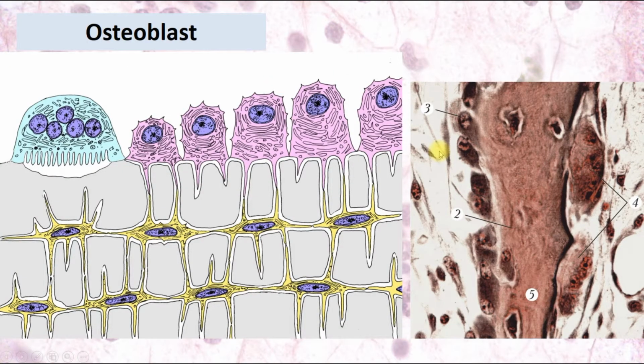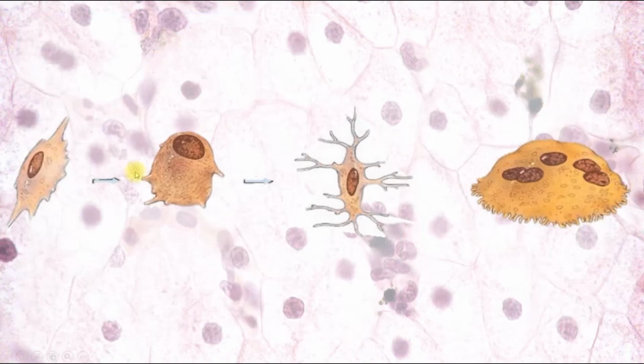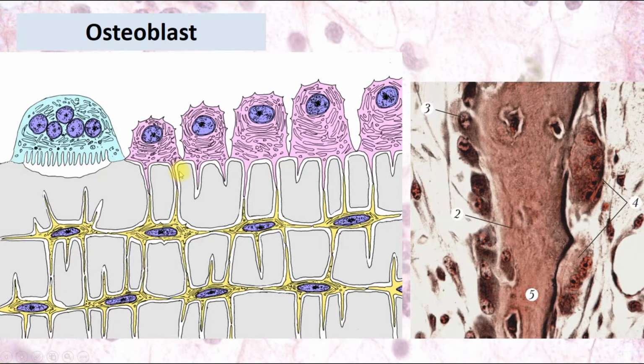So let's begin with osteoblasts. Here we have osteogenic cells. They are stem cells, they are flattened, and then during their development they enlarge their volume, they develop their cytoplasm, and they become osteoblasts. They are the most active cells of the bone. They usually are located on the surface of the bone. Here we can see a bone particle, it's a bone trabecula, and the surface of this bone is covered with osteoblasts.